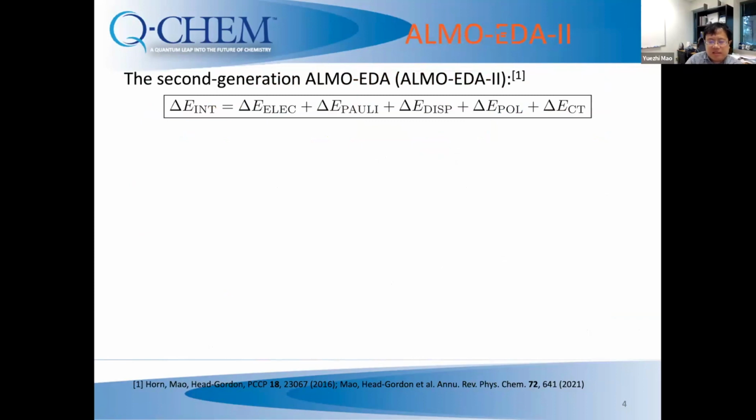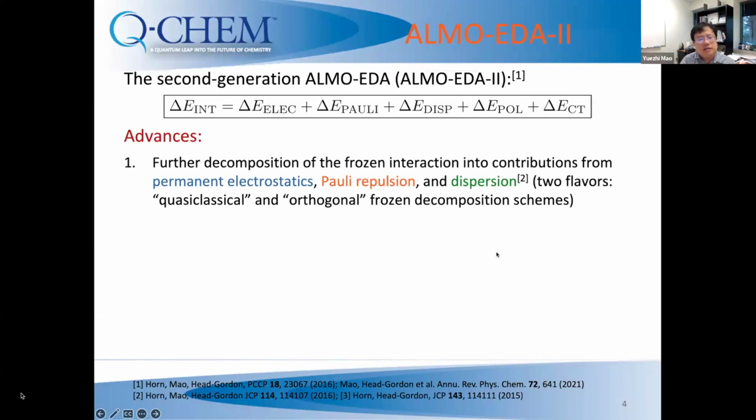And starting from 2015, there have been several advances in this ALMO-EDA method, which gives rise to the second generation of the ALMO-EDA. So in the second generation of ALMO-EDA, the interaction is decomposed into 5 terms, as we mentioned at the beginning of my presentation. So the first advance in the ALMO-EDA is we allowed the decomposition of the original frozen interaction term into 3 components: permanent electrostatics, Pauli repulsion, and dispersion. And this helps with the interpretation of computational results further.